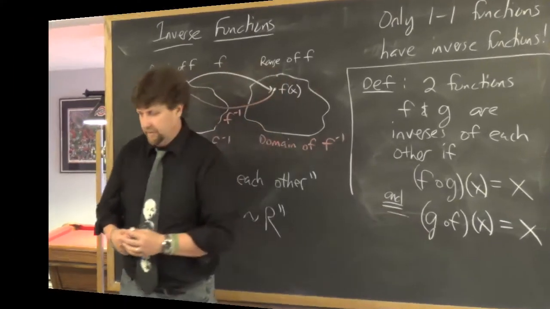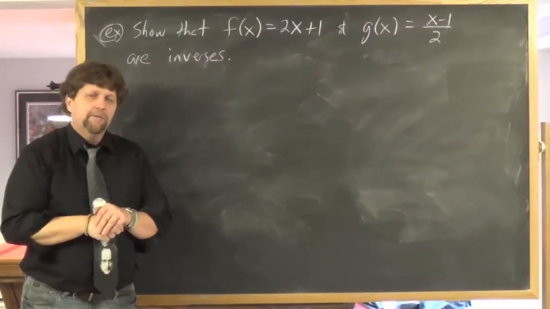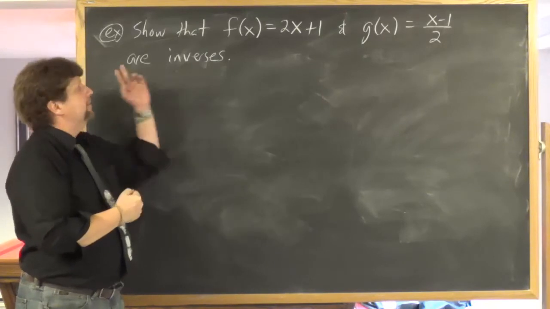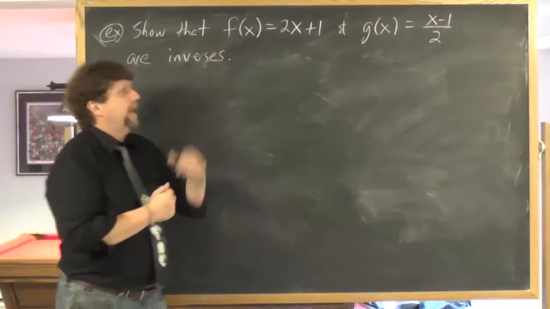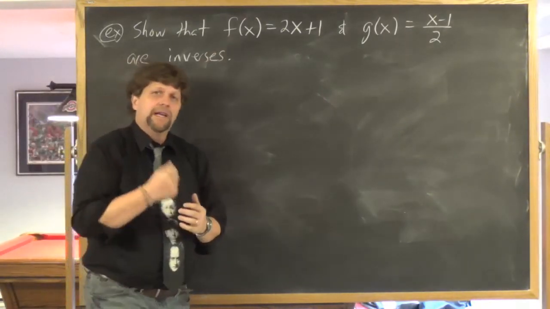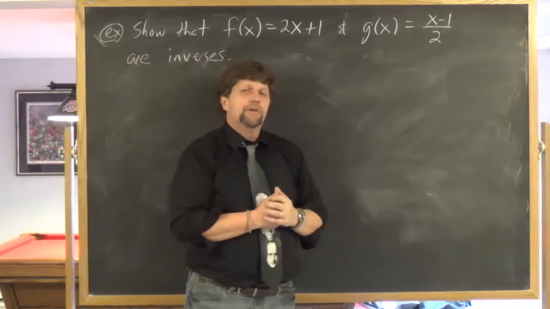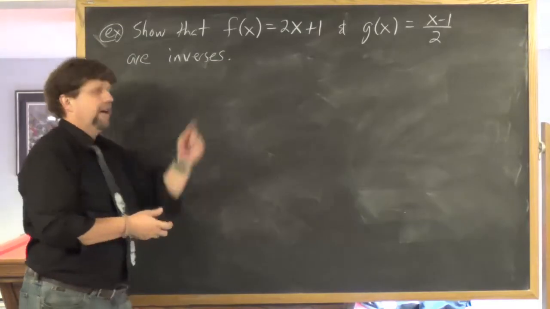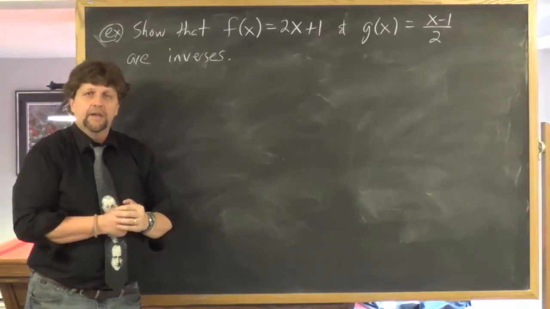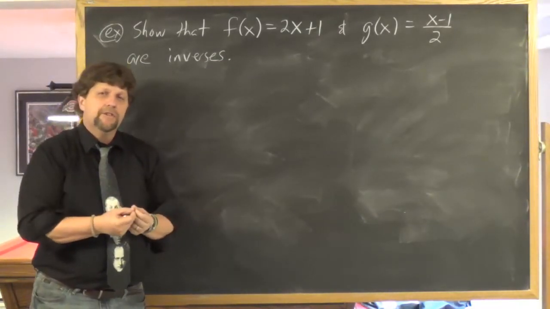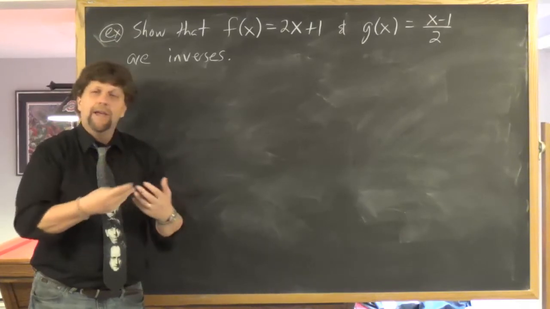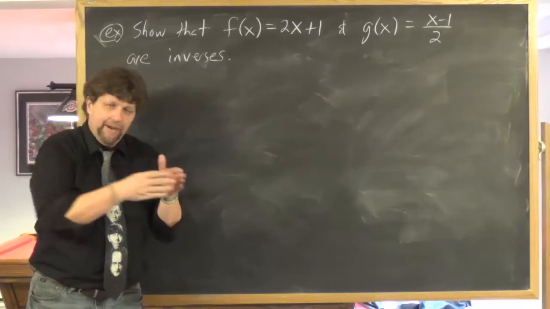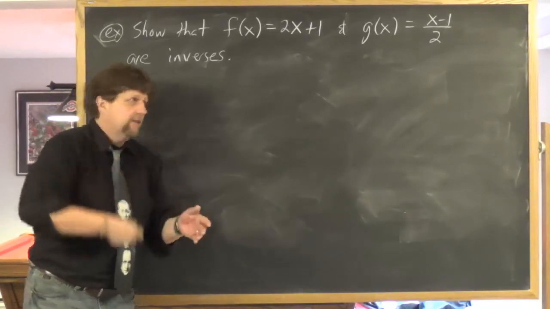Let's look at an example. Here in this example, I'm giving you two functions, and I'm asking: show that the function f of x equals 2x plus 1 and g of x equals (x minus 1) over 2 are inverses of each other. So how do we determine if these two functions are inverses of each other? Well, we have to find the FOG of x and we have to find the GOF of x. And both of them have to simplify down to x. So let's do that.